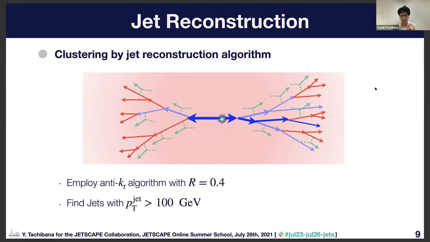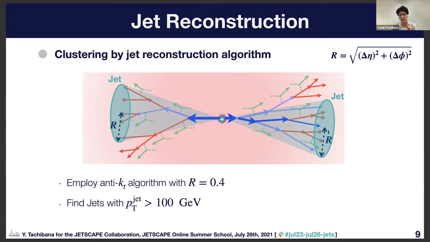Let's say we have this kind of final state particle in the end. By applying the anti-kT algorithm, we will cluster some particles and obtain a jet, for example here, and here. The size of the cone is set to 0.4. It roughly corresponds to the radial size of the jet in the eta-phi plane. So if you set R equal to 0.4, the size of the jet in the eta-phi plane is roughly 0.4.